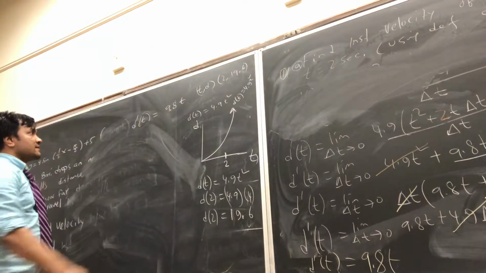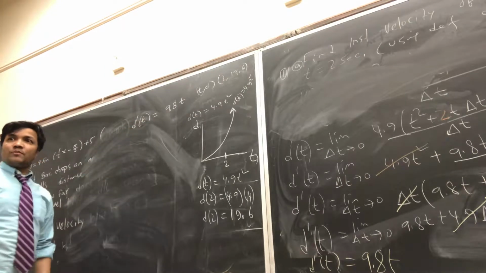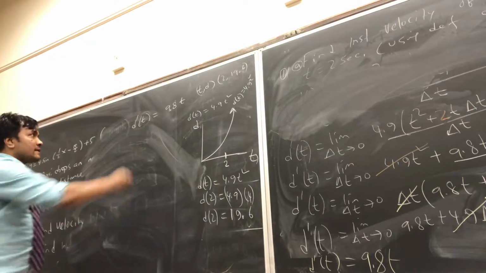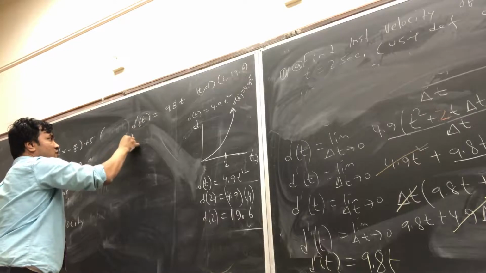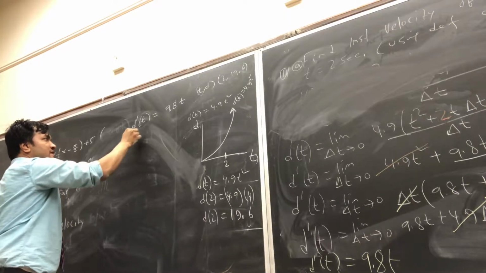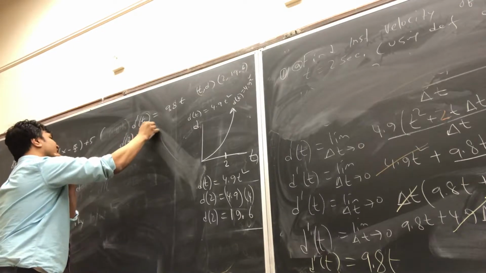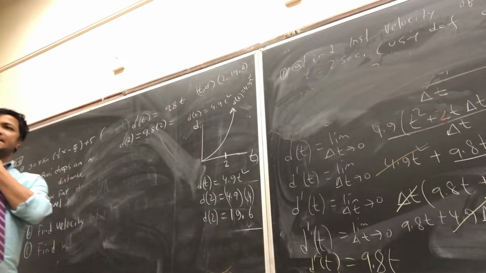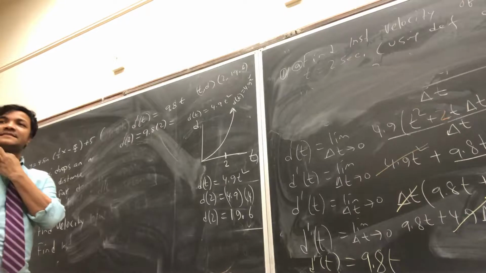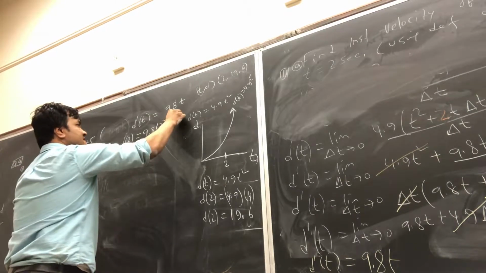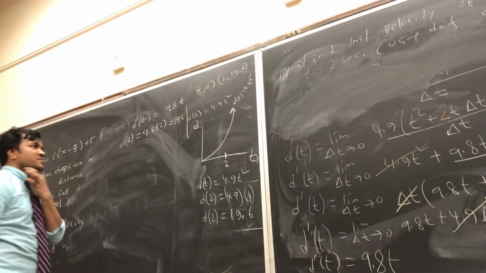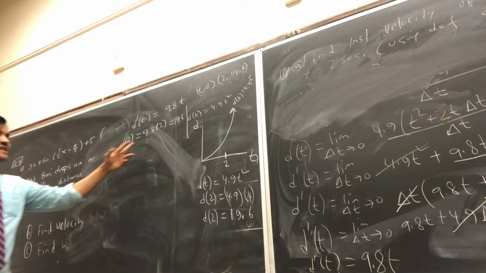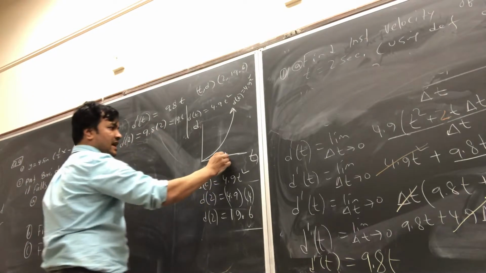Okay, great. Now what are we going to put over here to find the slope? We don't have the slope yet. So d prime of t at 2 is equal to what? 9.8 times 2, and what is that? It becomes 19.6. That's a coincidence. So 19.6.